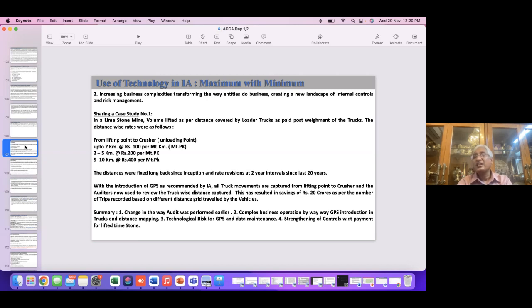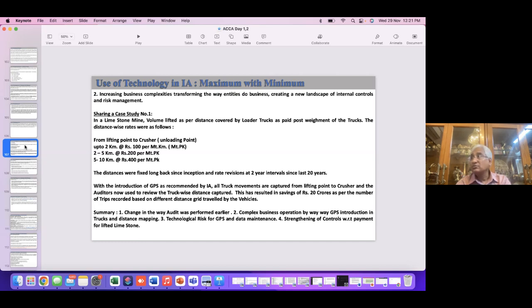But if the truck behaves like that, it went back 1 kilometer, then comes forward, then definitely it will fall within 2 to 5. So from the actual point, the auditors observed, they kept standing, whether only the movement which is just required to carry the load is taking place. And by this way, companies saved 20 crores as per the number of trips recorded based on different distance grid traveled by the vehicles. So the summary is change the way audit was performed earlier.